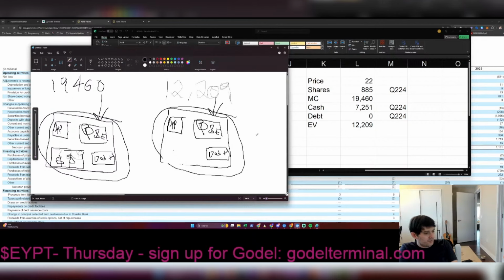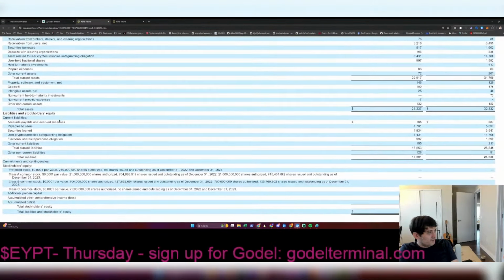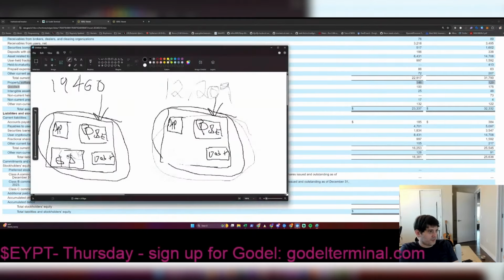So now the question becomes, well, what's this stuff worth? Well, they actually don't have much property, plant, and equipment. I think they have like 100 mil or something. Yeah, basically zero. So we can get rid of PP&E. And they don't have any debt.